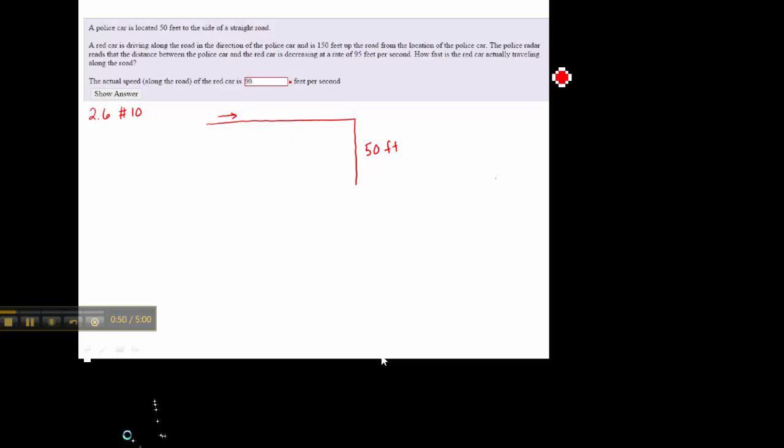How do I know that? Because this says the rate is decreasing. So if I fill in the rest of this right triangle and label these sides A, B, and C, the police car is pointing a radar gun towards the car, and so dC/dt is equal to negative 95 feet per second. So the car is getting closer to the police car.